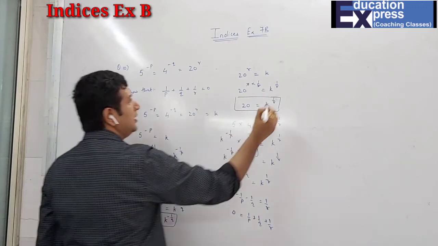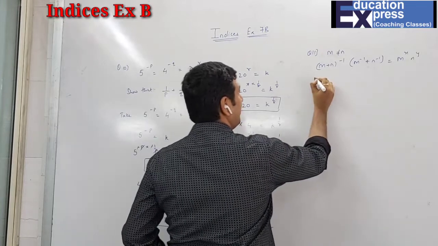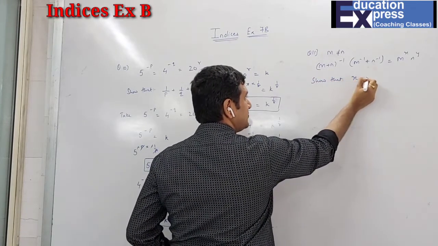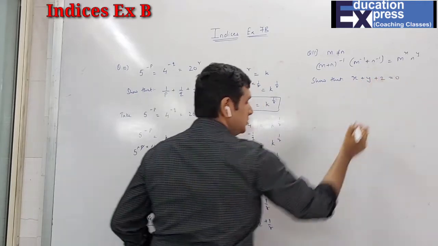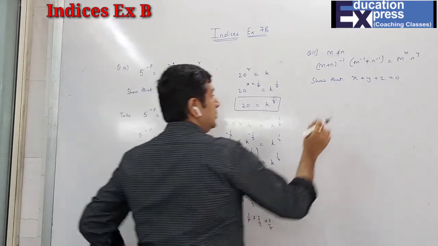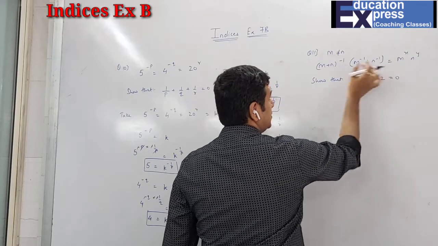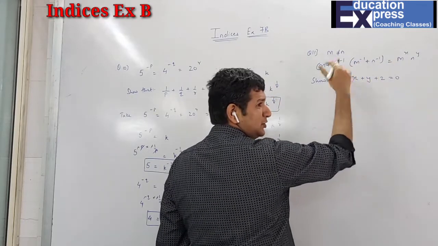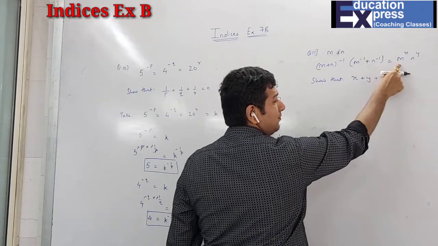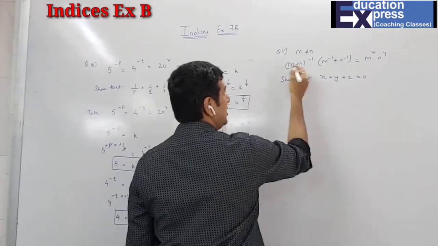Now question number 11. Let's show that x plus y plus 2 equals to 0. So now students, again the same thing. Here we know that we have one term, second term. So here you get certain value of n raised to some power, and then we compare. The bases are same, compare their powers. So now just see how to do.